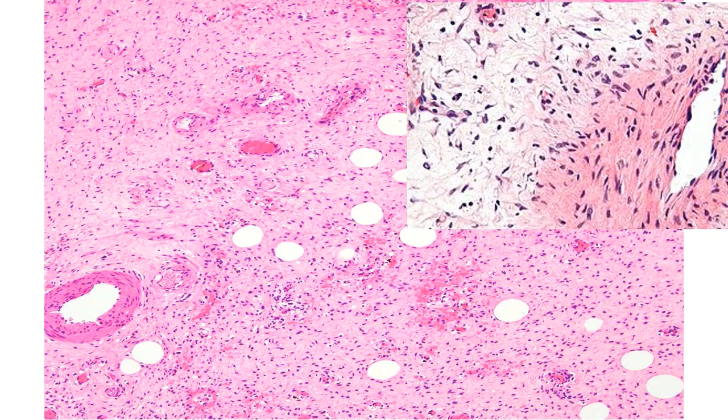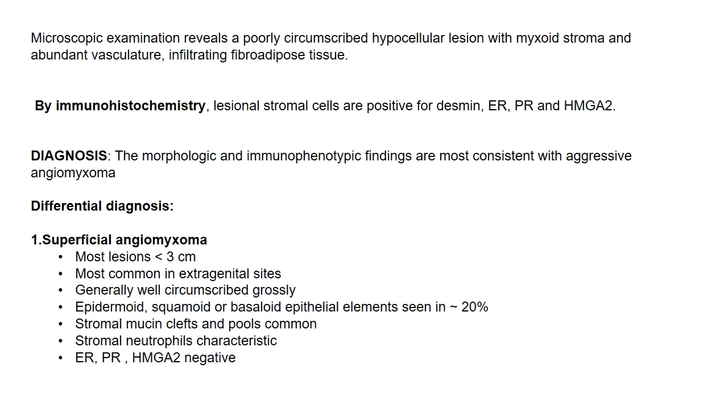Now coming to the next set of lesions of vulva. So what do you see here? It reveals a poorly circumscribed hypercellular lesion with myxoid stroma and abundant vasculature infiltrating the fibroadipose tissue. By immunohistochemistry, the lesional stromal cells are positive for Desmin, ER, PR, and HMGA2. So the diagnosis is that of an aggressive angiomyxoma.